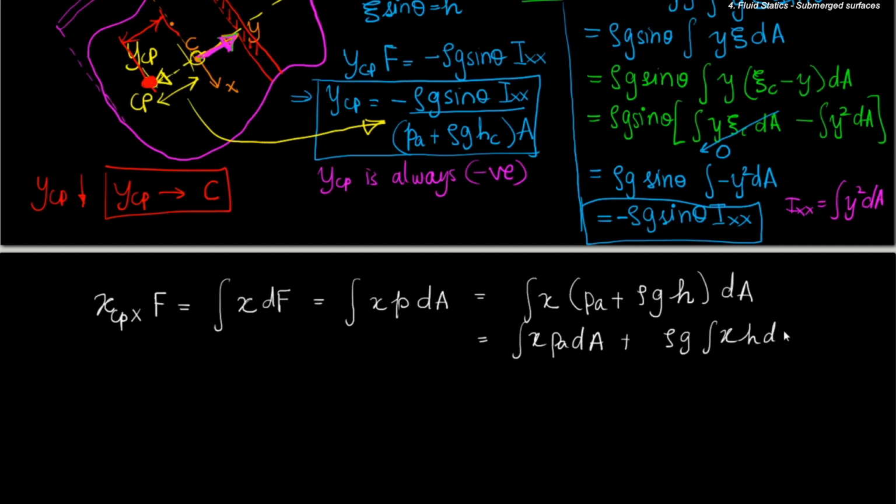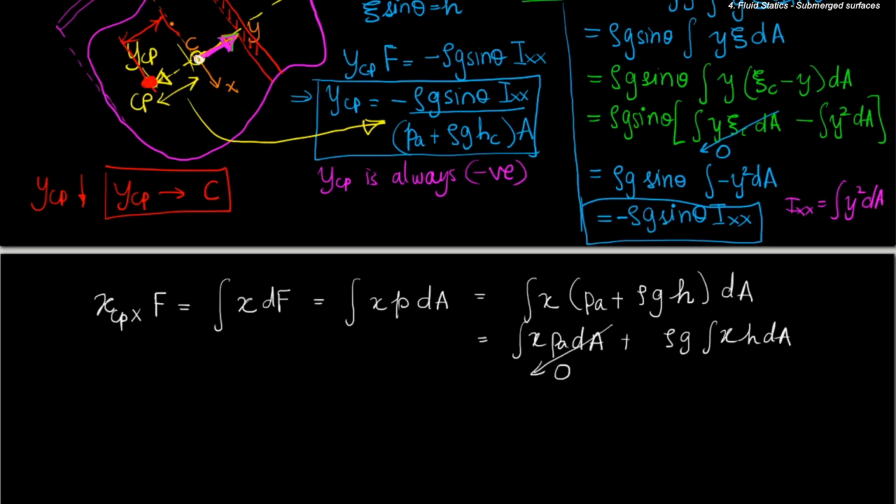So this will be equal to the integral of X PA dA plus rho g times the integral of X h dA. Now PA comes out of the integral, and this becomes simply the integral of X dA, and by definition of the centroid, this is equal to 0, because I repeat again, the centroid is where our coordinate system is located. We want to find out with respect to this particular centroid where the center of pressure will move. We have already found the expression for YCP, and we are doing it for X.